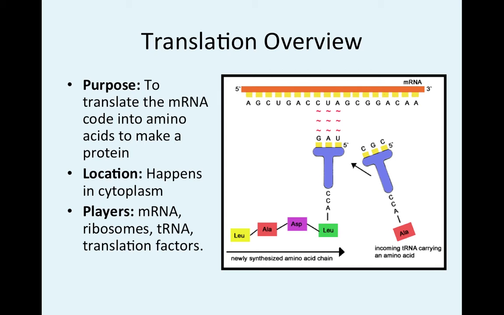Okay, so translation overview. The whole purpose is to translate the mRNA code into an amino acid sequence to make a protein. So here's our mRNA code, and we want to eventually get down to this, which is a series of amino acids, or a protein. It happens in the cytoplasm, and there are a couple of big players here: mRNA, ribosomes, and tRNA, which are called translation factors.